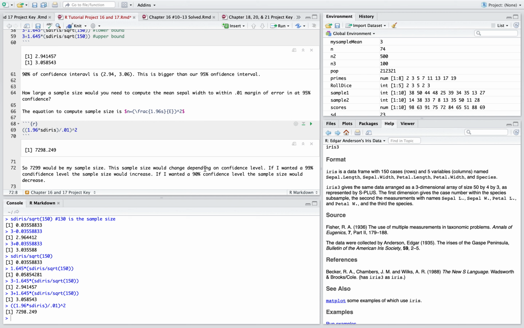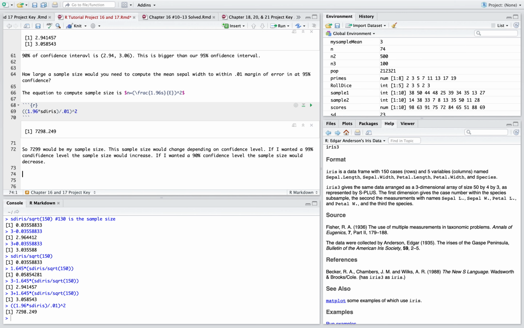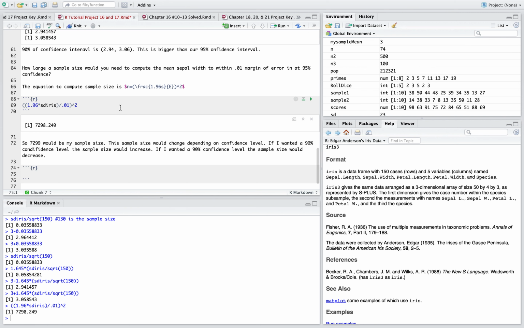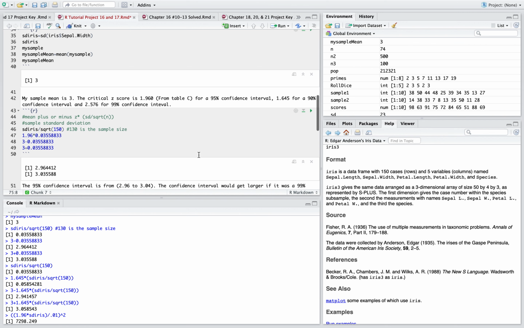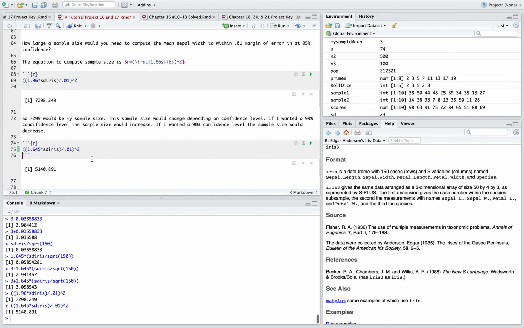The sample size would change depending upon my confidence level. If I wanted a 90% confidence level, the sample size would decrease. So for a 90% confidence level, we would use the same formula, but our z critical is no longer 1.96, it's 1.645. I have that mentioned above, and as always, I will give you this file. So we can see that if I had a lower confidence level, so instead of 95%, 90%, my sample size would decrease.